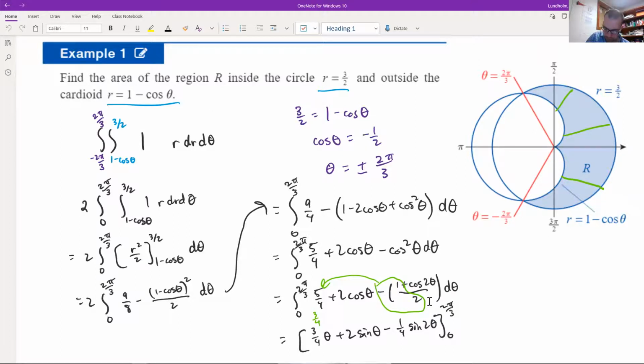Cool. We're nearing the end. All we have to do is plug in those two values. Oh, no more d thetas, sorry. So, okay, if we're plugging in 2 pi thirds, this becomes pi halves, because 2 pi thirds times 3/4 is pi halves.